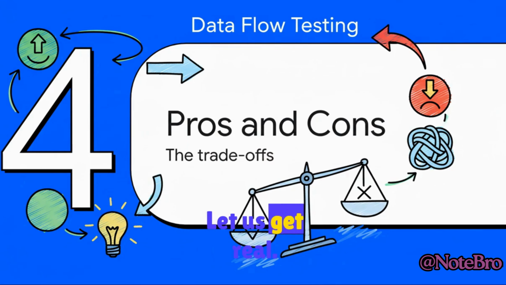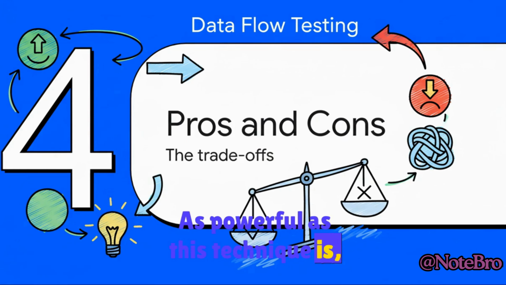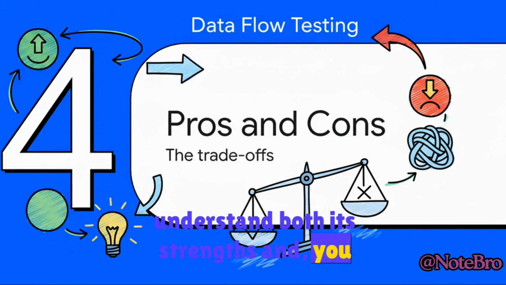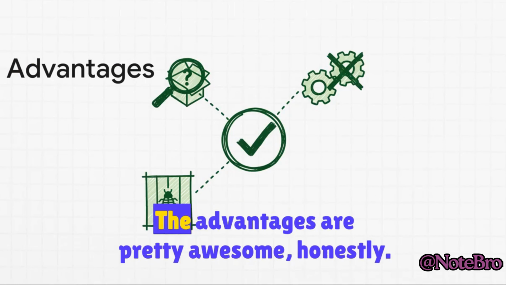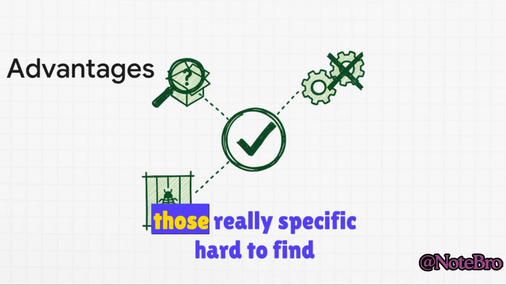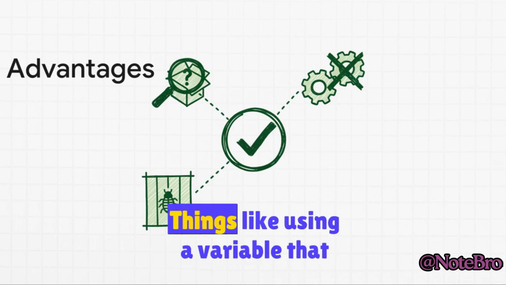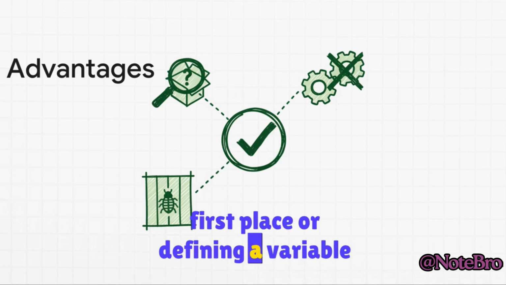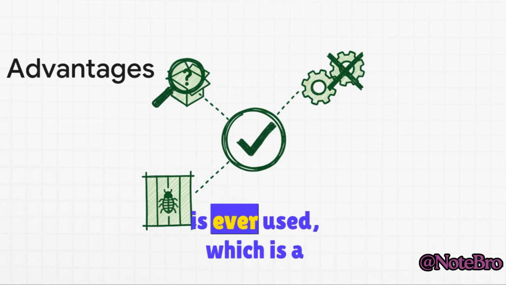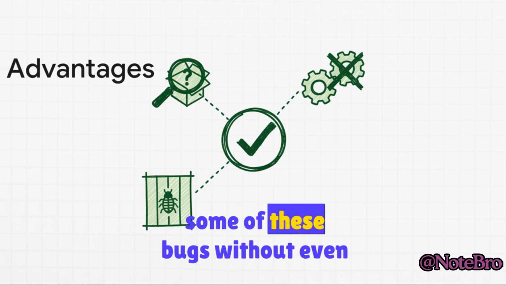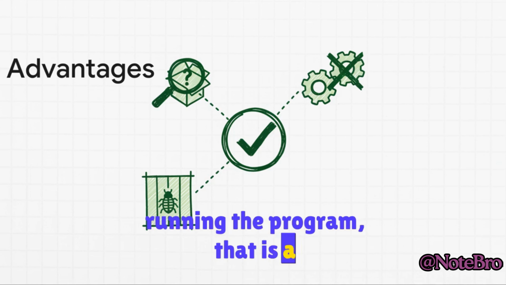All right, let's get real. As powerful as this technique is, it's not a magic bullet, so it's super important to understand both its strengths and its weaknesses. The advantages are pretty awesome, honestly. This method is fantastic at catching those really specific, hard-to-find bugs, things like using a variable that never got a value in the first place, or defining a variable over and over again before it's ever used, which is a huge red flag for messy code. And the fact you can find some of these bugs without even running the program, that's a massive win.